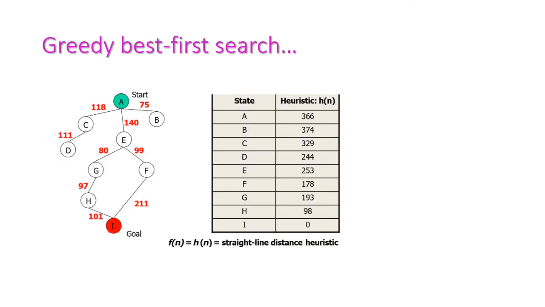Let us see one example for this greedy best first search. This is the problem graph, and this is the heuristic table. Both will be given in the problem itself, right? Here we have the starting node, and this is our goal. By using the greedy best first search with the help of heuristic values, we create the path from starting state to goal state. We will see all these things.